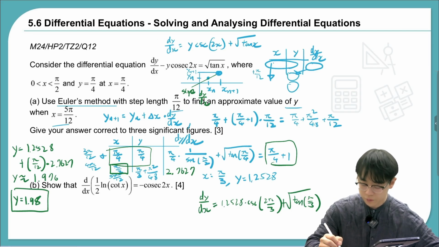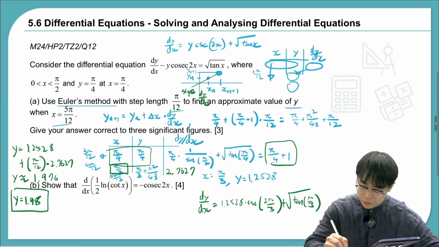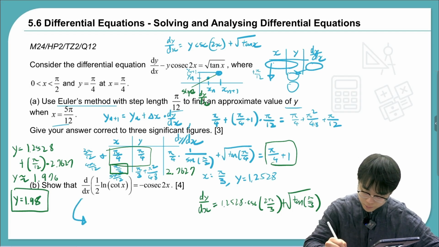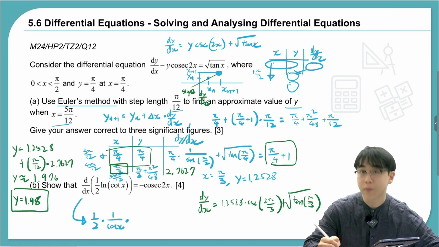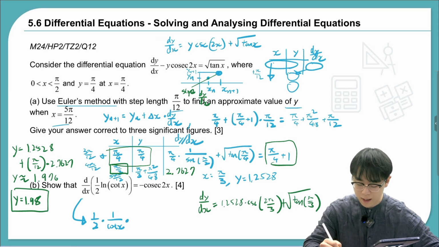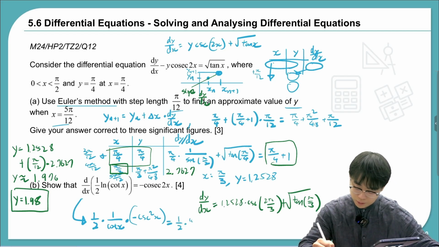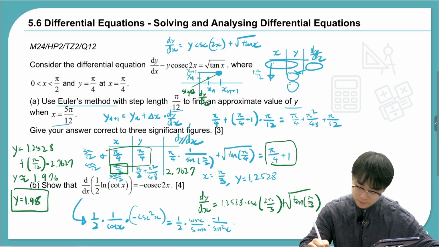Okay, so we could simply use the chain rule. If you have ln x, differentiating that would give you 1 over x. So here we would just write 1/2 times 1 over cotangent x, and then we'd multiply by the chain rule, so we'd have to multiply by the differentiation of cotangent x. So that would be negative cosecant squared x. Okay. So that would give us 1 over 2 times cosine x over sine x, and then we'd get negative 1 over sine squared x, right?